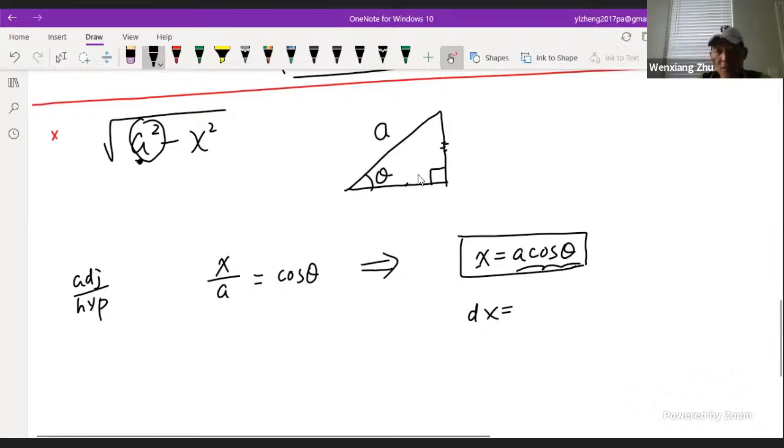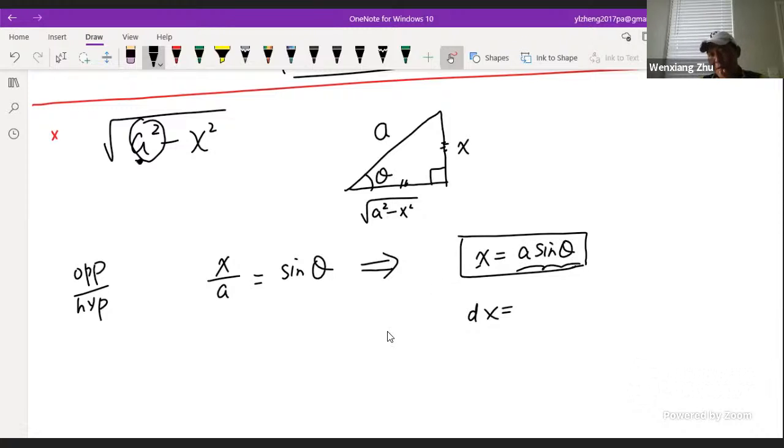This one still works out, but putting x as the opposite is much better. So the adjacent becomes the square root of a squared minus x squared. So again, I need to change that. Now x over a becomes opposite over hypotenuse. This gives me sine theta. And if we multiply both sides by a, that gives me x is equal to a times sine theta.